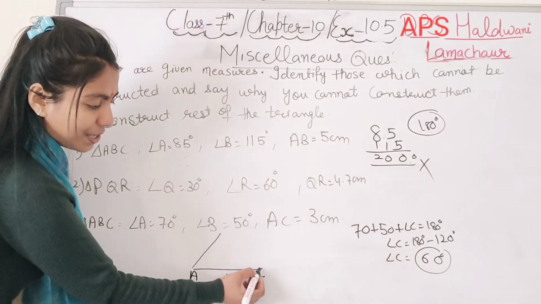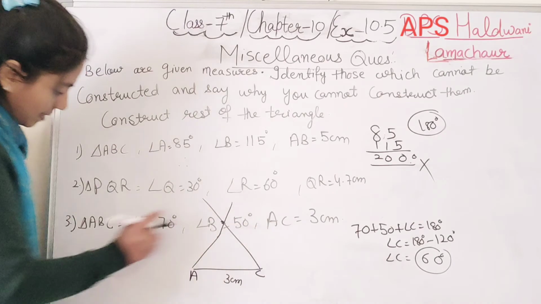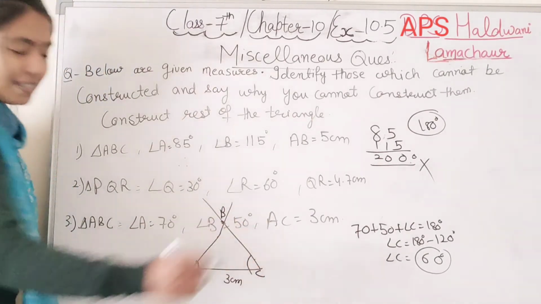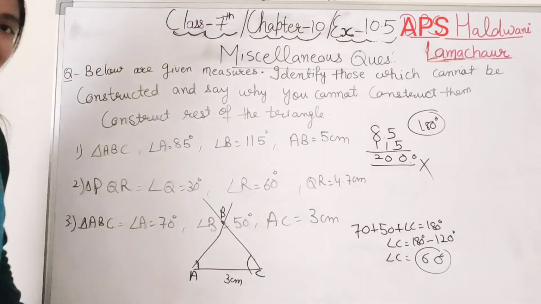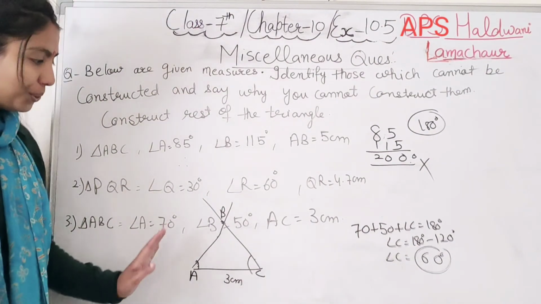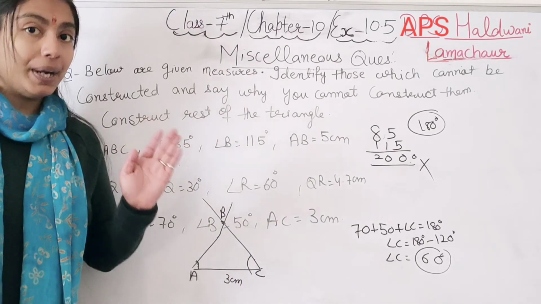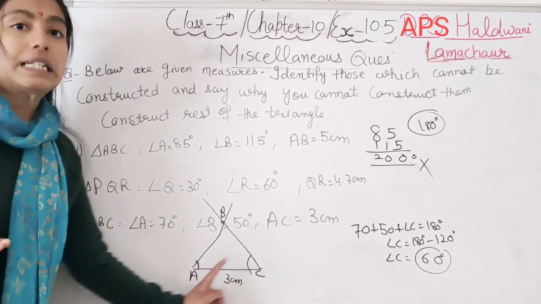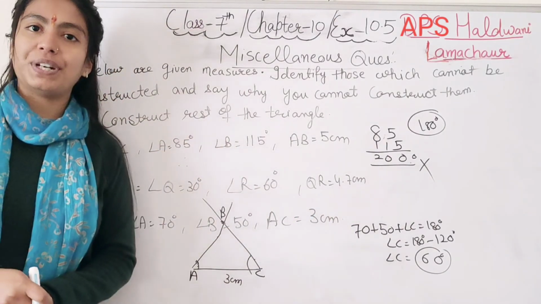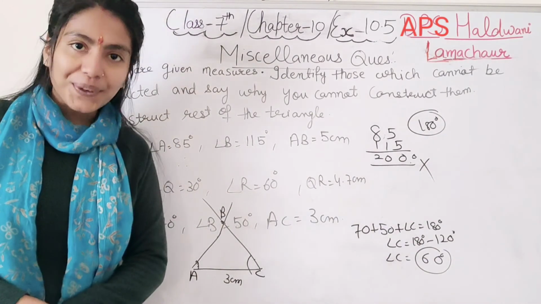So from C you will make a 60 degree angle. Where these two lines cut, that point will be B. So A is 70, C will be 60, and that gives AB. Right, students? This is the type of triangle we have made. If both angles are given to you, you can easily make it. But if you don't know the adjacent angle, then how will you find it out? With the help of the triangle sum property, because out of three angles, two angles you know.